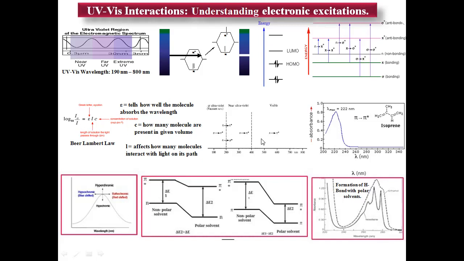As I told earlier, different transitions occur at different energies. I have shown here that between 100 to 200 nanometers sigma to sigma star is happening, and 500 to 600 pi to pi star is happening. The solvent effect is also shown here, how polar solvent affects the energy transition, and how the polar solvent in n to pi star transition causes the hypsochromic shift, and in pi to pi star transition causes the red shift.